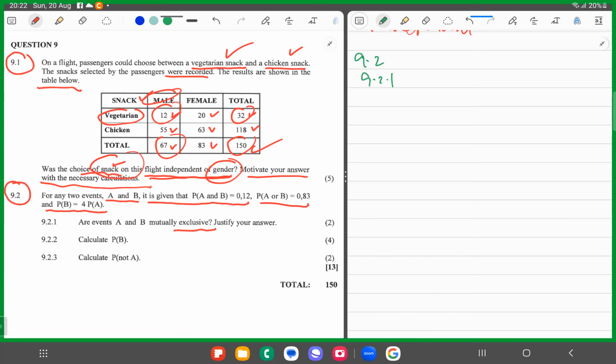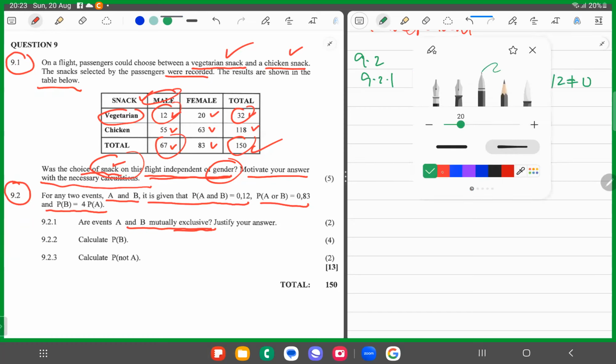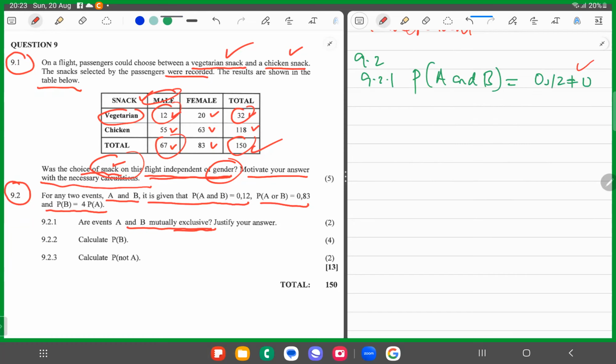In 9.2.1, are events A and B mutually exclusive? Justify your answer. We look at the probability of A and B. It is 0.12, it is not 0. If they were mutually exclusive, it would have to be 0, but it is not. So the conclusion: because it's not zero, the events are not mutually exclusive.